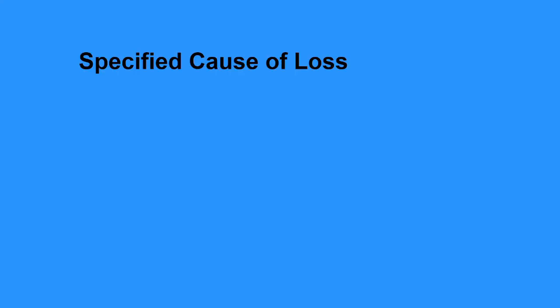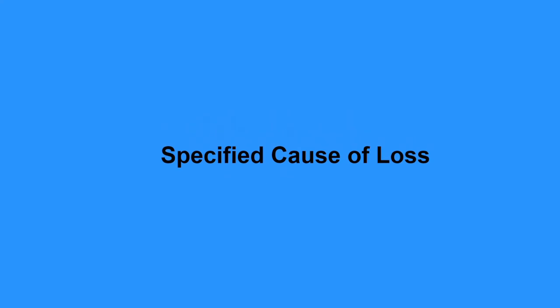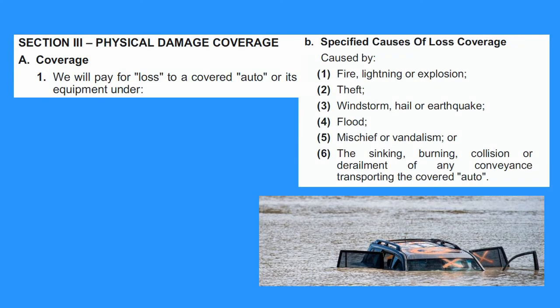There's also a third type of coverage that is sometimes used as part of physical damage coverage, and that's specified cause of loss. This is used in place of comprehensive coverage sometimes and has some more limited coverages than comprehensive. Specified cause of loss coverage is used as a usually cheaper replacement for comprehensive coverage. It's also sometimes called specified perils.